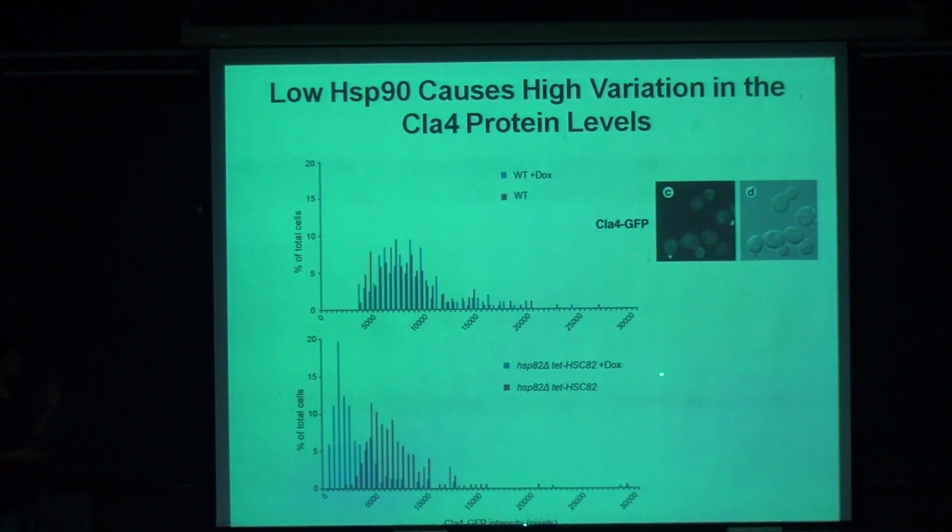You can see that for the wild type cell, no matter whether you treat with the drug or not, they have similar CLA4 protein amounts. But if you look at the cells where the Hsp90 protein can be inhibited by the drug, you can immediately see these two populations look very different. The red one has a normal level of Hsp90, and the blue one has low Hsp90. This figure is very interesting because you can see the two populations overlap a lot. They are not completely separate, so a lot of cells in the low Hsp90 population still have a level of CLA4 similar to wild type.